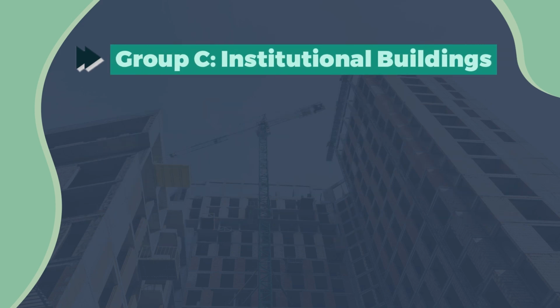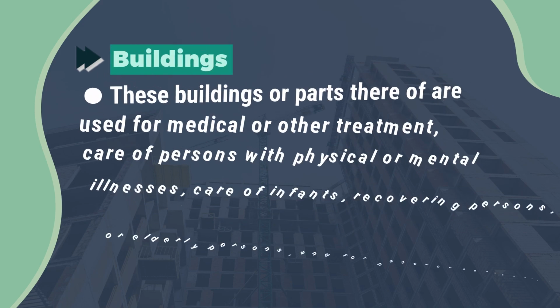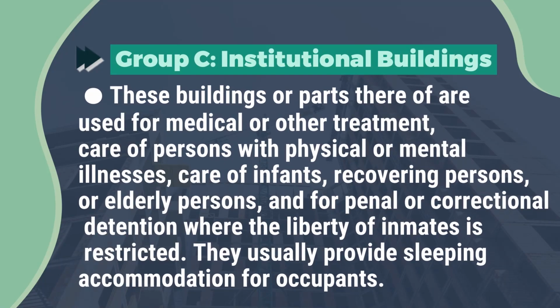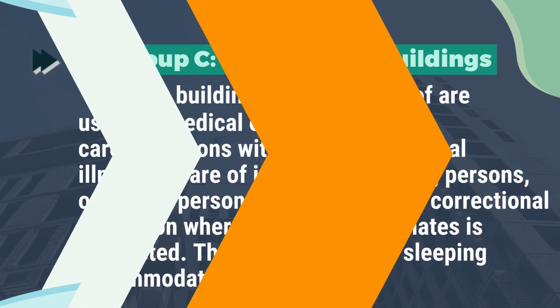Then the group C, institutional buildings. These buildings or parts thereof are used for medical or other treatment, care of persons with physical or mental illness, care of infants, recovering persons or elderly persons, and for penal or correctional detention where the liberty of inmates is restricted. They usually provide sleeping accommodations for occupants. Group C buildings are further divided as follows.